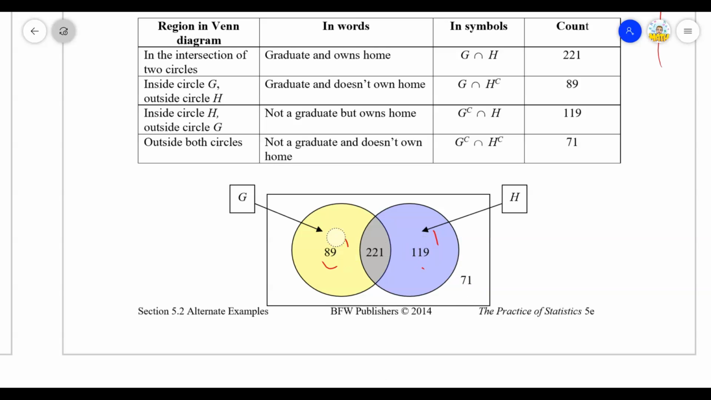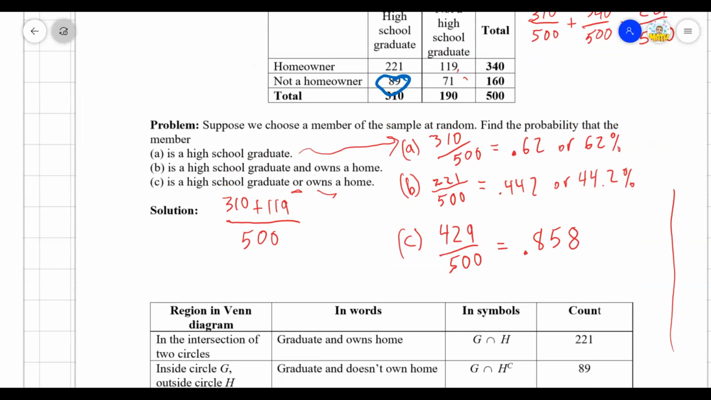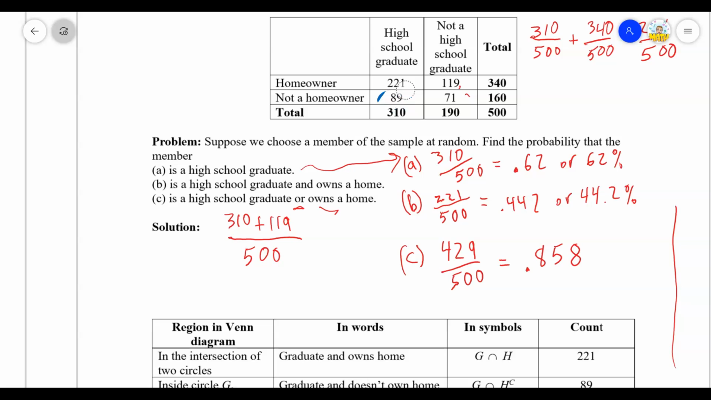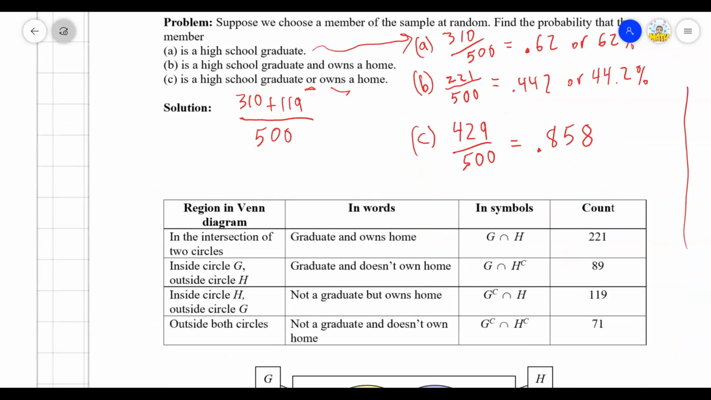Where I'll notice that people get confused here is they'll put the total, like 221, 119, in one of these boxes. Those numbers don't go anywhere. That's the one thing you want to notice. When you look at the Venn diagram, you won't see these particular numbers anywhere. They're not going to occupy their own space in the Venn diagram. All four numbers are going to have to add up to 500.